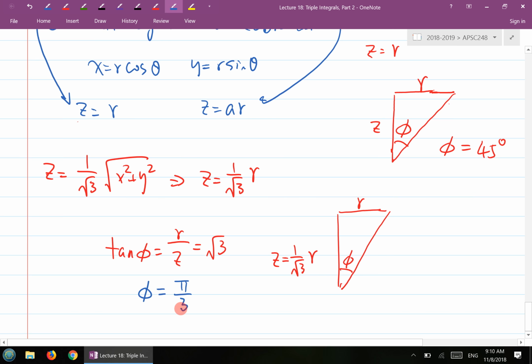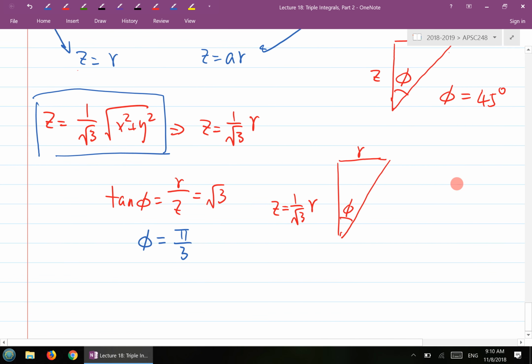Good. My drawing doesn't look like 60 degrees, but right? So basically, when you have a cone like this with 1 over root 3, what should jump to your mind is phi equal to 60 degrees for that cone. Is that good? We're trying to make these not just dry formulas, but something more concrete popping into your mind.